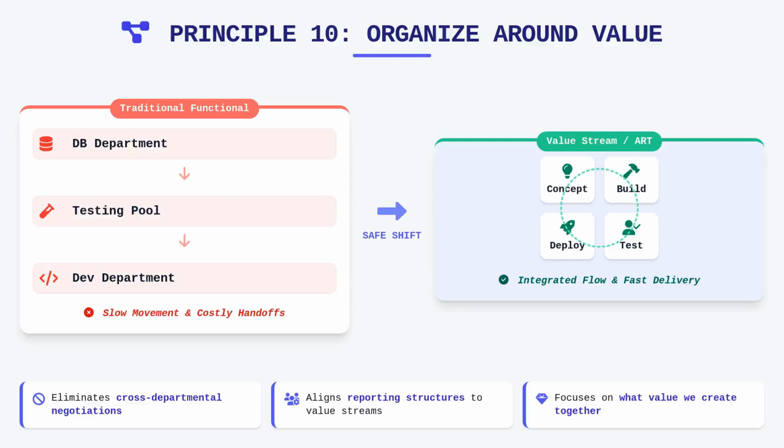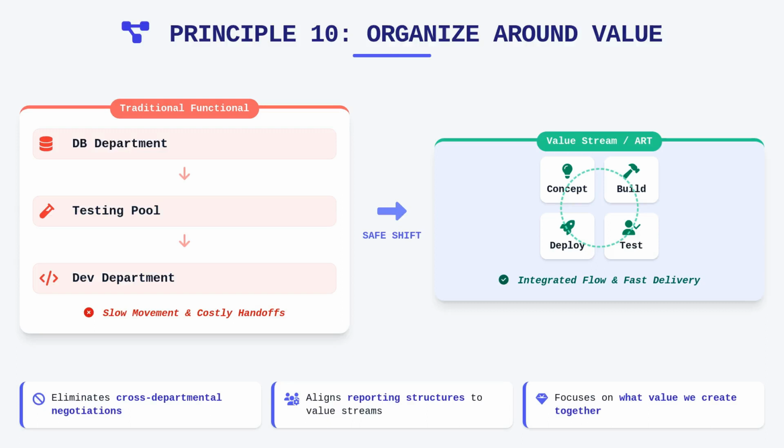Finally, Principle 10 compels us to organize around value. In a traditional functional organization, people are grouped by their expertise, such as a database department or a testing pool, which leads to slow movement of code across departmental boundaries. SAFe advocates for the value stream approach, where we form cross-functional Agile Release Trains that contain everyone necessary to conceptualize, build, and deploy a product.